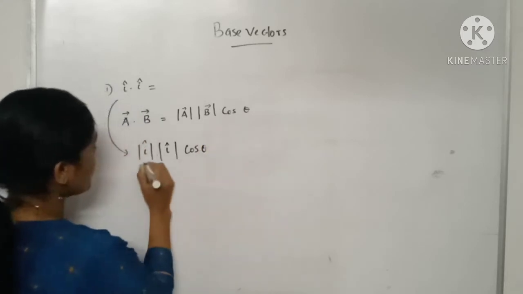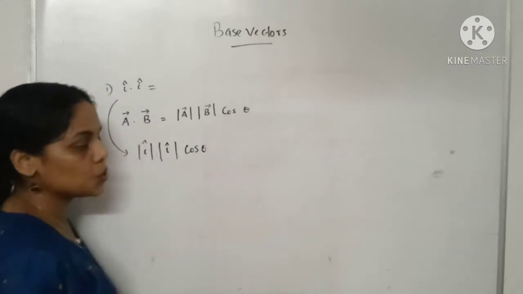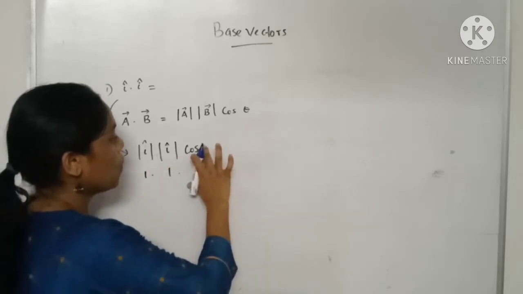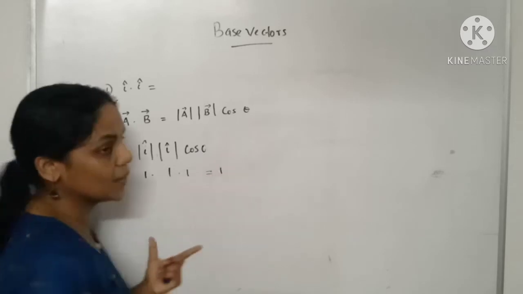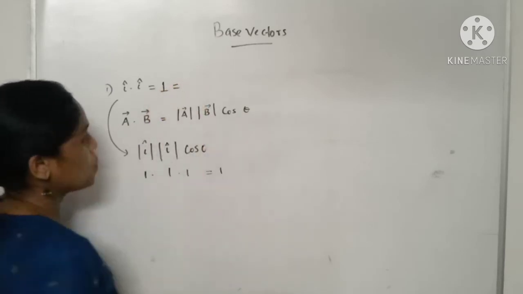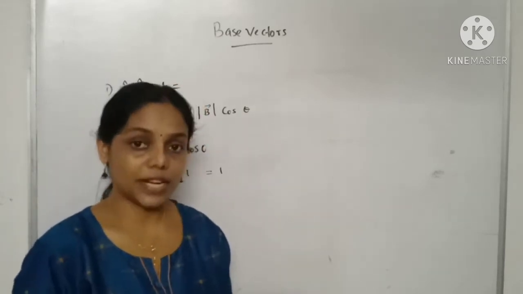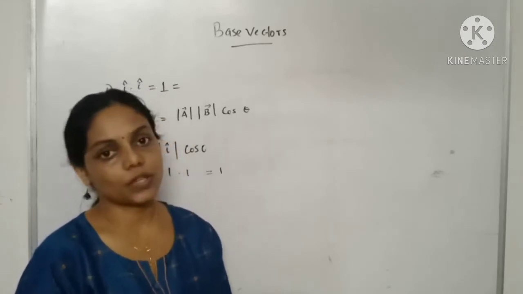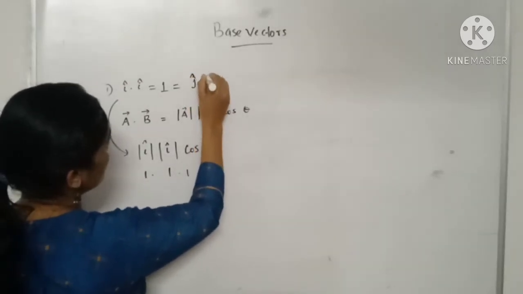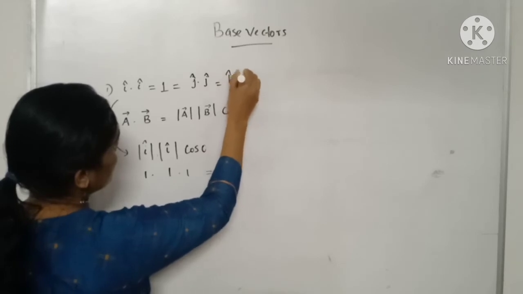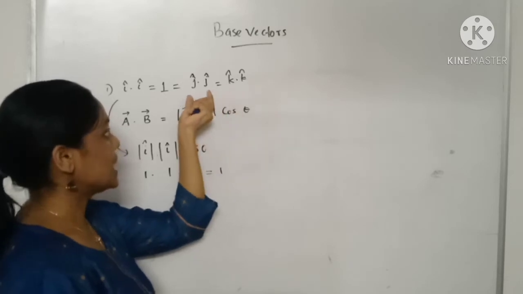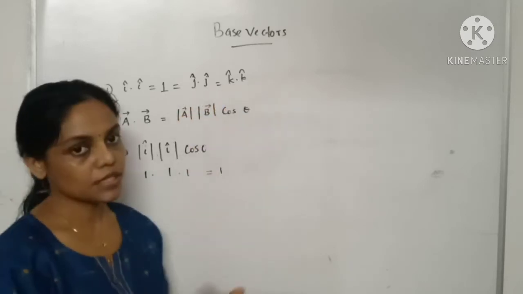Therefore, cos 0. The unit magnitude is 1. 1 into 1 into cos 0. Cos 0 is equal to 1. Therefore, i dot i is equal to 1. So similarly, we can write j dot j is equal to 1 and k dot k is equal to 1. You can verify j dot j and k dot k like this.